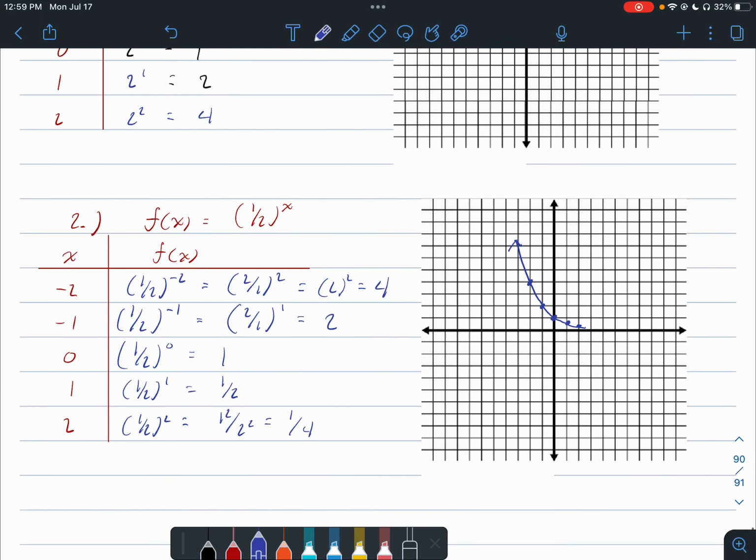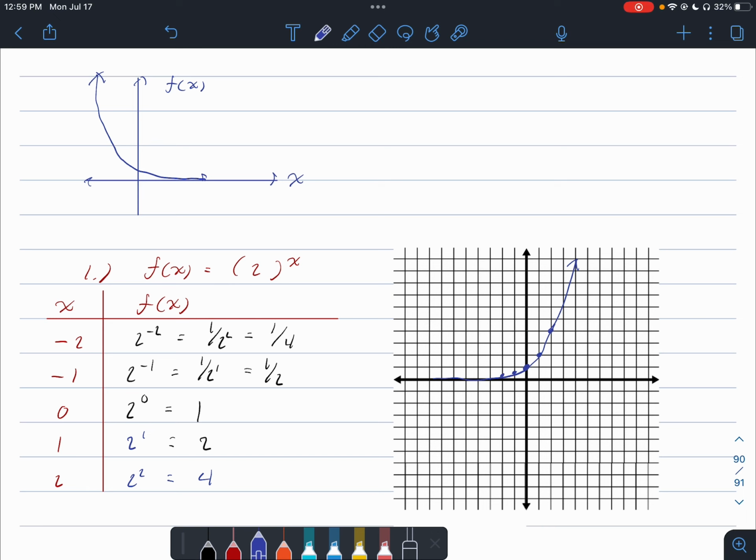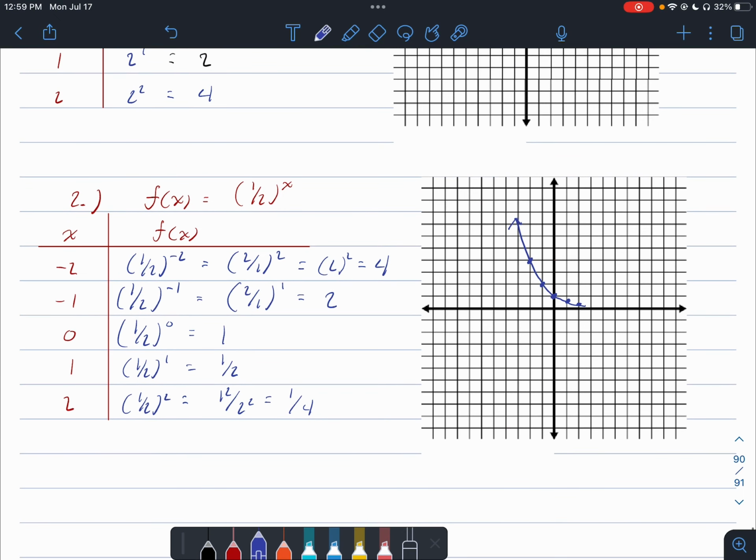All right, so there was a quick introduction to exponential functions. There's a whole lot of applications that we can use these exponential functions in, and we're going to look at a few of those here in just a little bit.